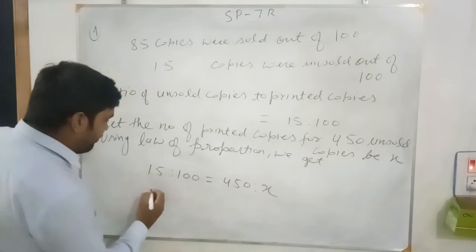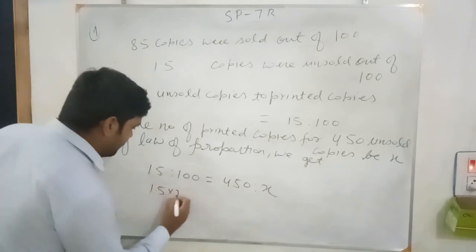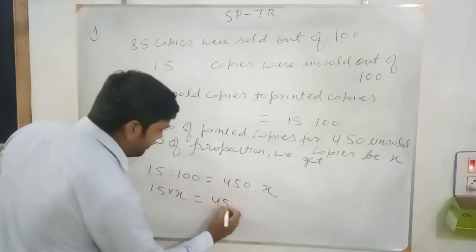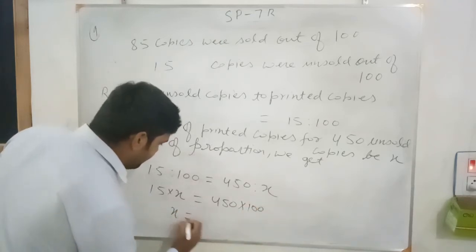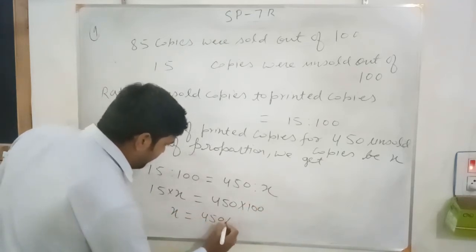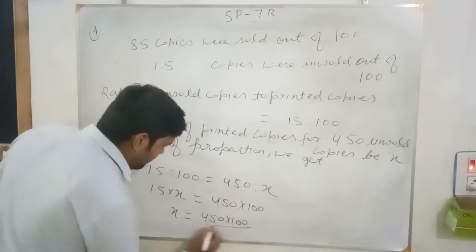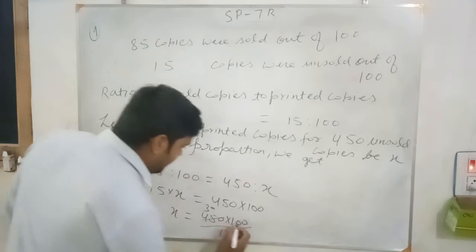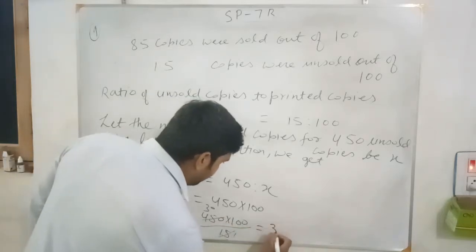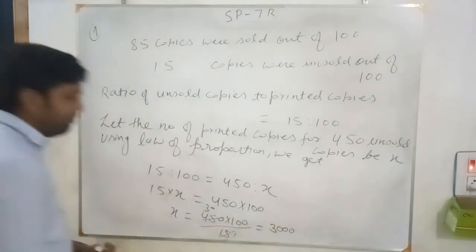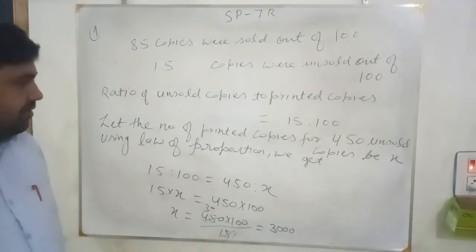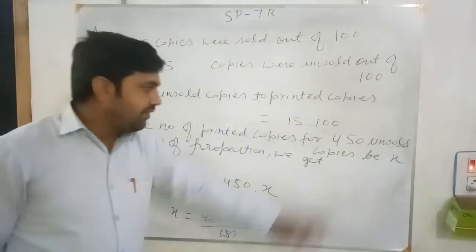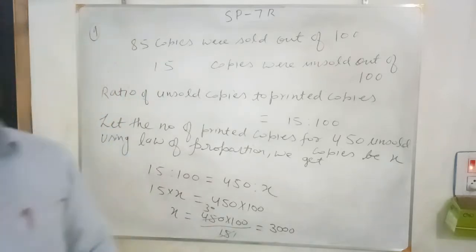Now by the law of proportion, 15 into X equals 450 into 100. So X equals 450 into 100 divided by 15. 15 ones are 15, 15 threes are 45, so 30. 30 into 100 is 3000. So 3000 printed copies are there. The total printed copies for 450 unsold copies is 3000.